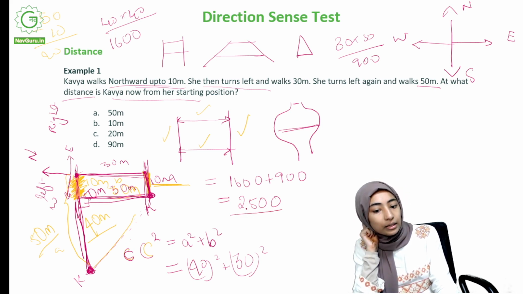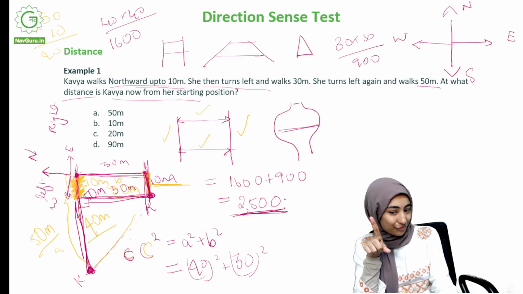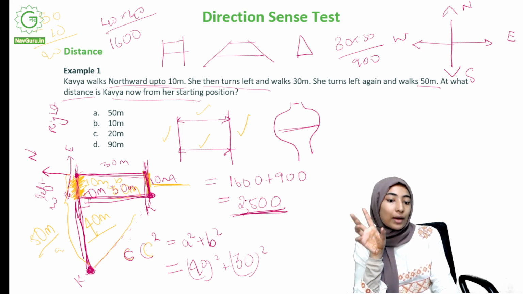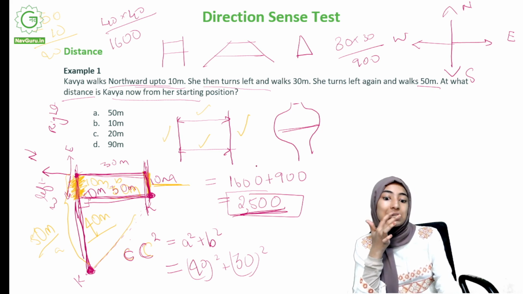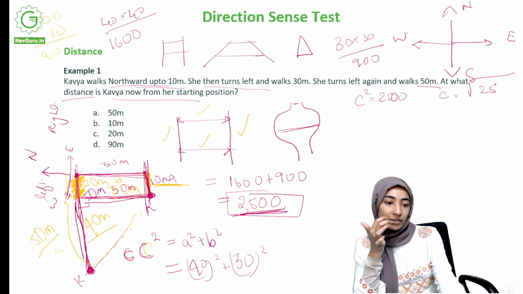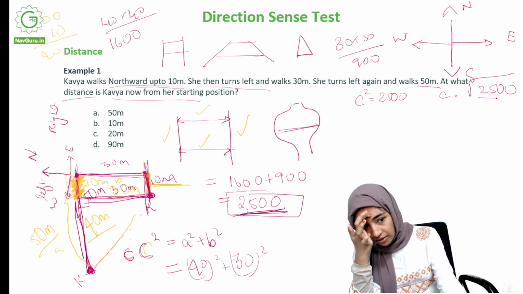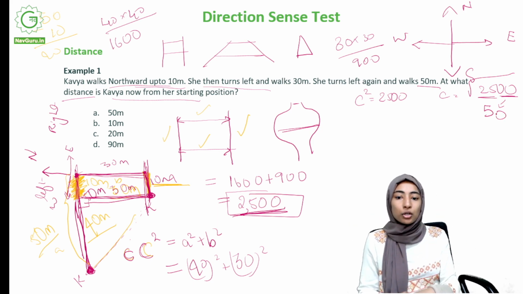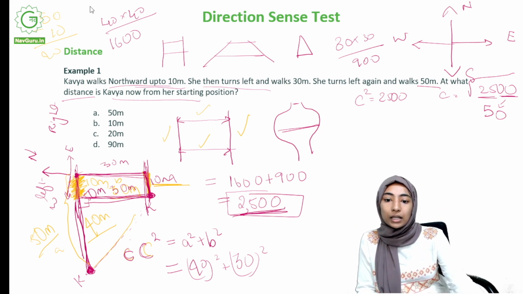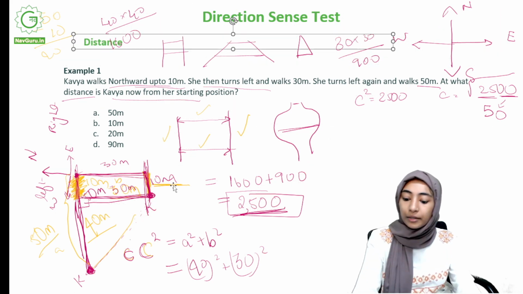So you get that the answer is not 2500. The only thing that you have here is this. You know that C square is 2500, but what is C? C is the root. If C square is 2500, C is going to be the root of 2500. What is the root of 2500? What is the root of 25? 5. For double zeros, to find the root, you just get 1 zero. I'm not sure if you guys have learned this before.